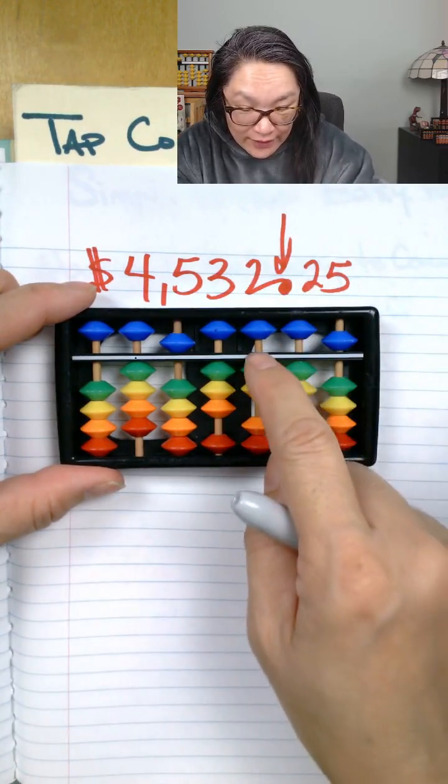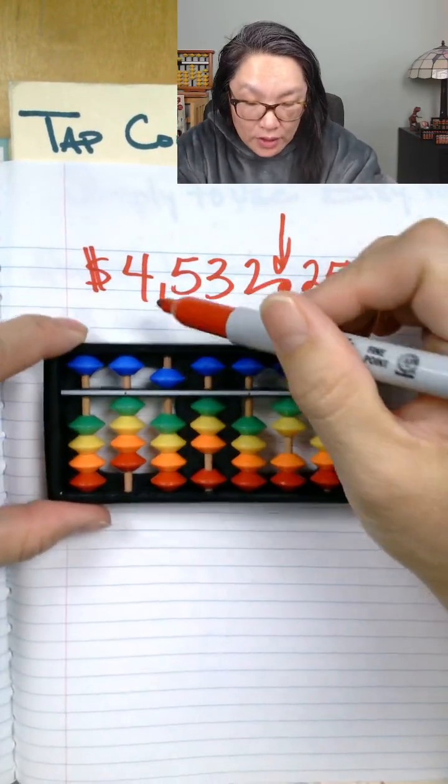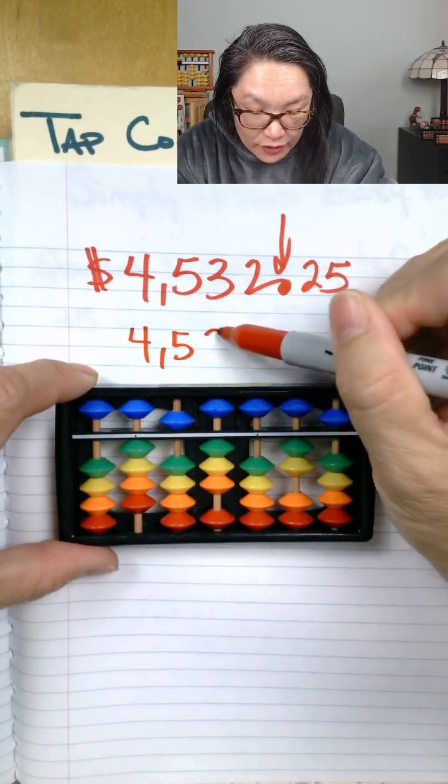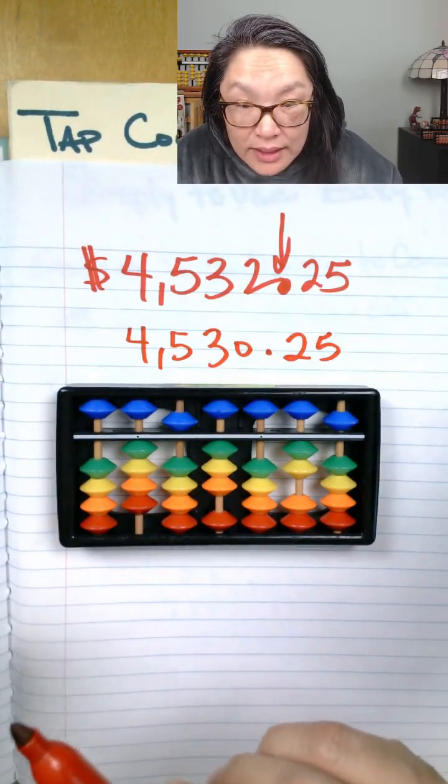Okay, here's another thing, right? If I did this, what does that mean? Well, that means that this is a 0, just like we write. We have 4,530.25. It's exactly the same.